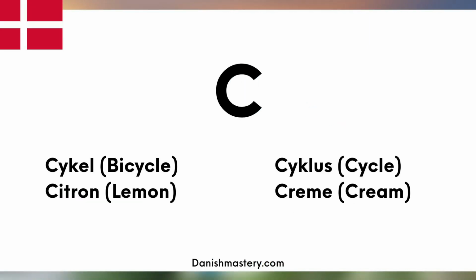Alright. Så har vi C. Cykel, Citron, Cyklus, Creme. Yeah, the last one was like a K, right? There are some of those. Not so many. And then there's somewhere, like if you have a C and an H, then it's like chocolate, champagne. Yeah. Alright, so that was C.